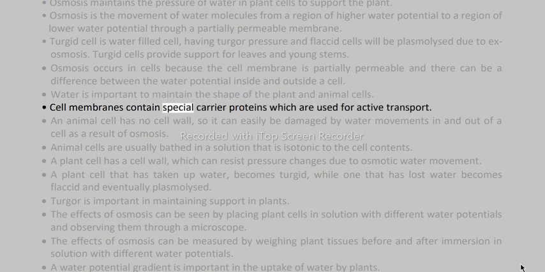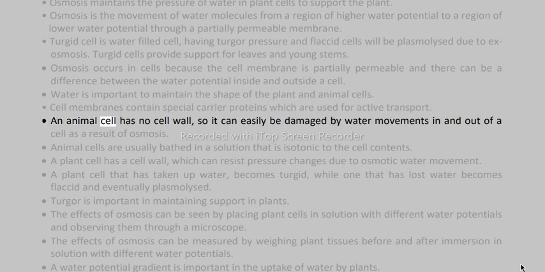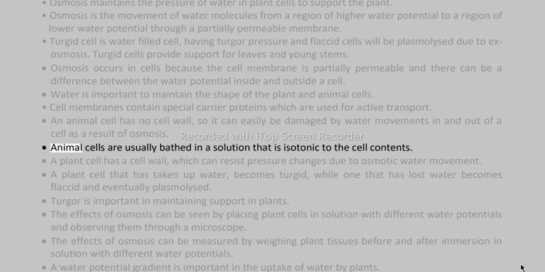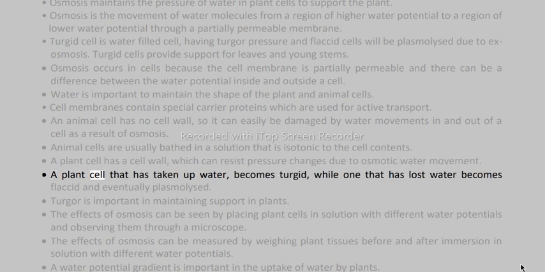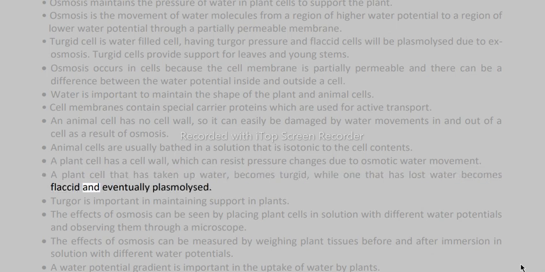Cell membranes contain special carrier proteins which are used for active transport. An animal cell has no cell wall, so it can be damaged by water movements in and out of a cell as a result of osmosis. Animal cells are usually bathed in a solution that is isotonic to the cell contents. A plant cell has a cell wall, which can resist pressure changes due to osmotic water movement. A plant cell that has taken up water becomes turgid, while one that has lost water becomes flaccid and eventually plasmolyzed. Turgor is important in maintaining support in plants.